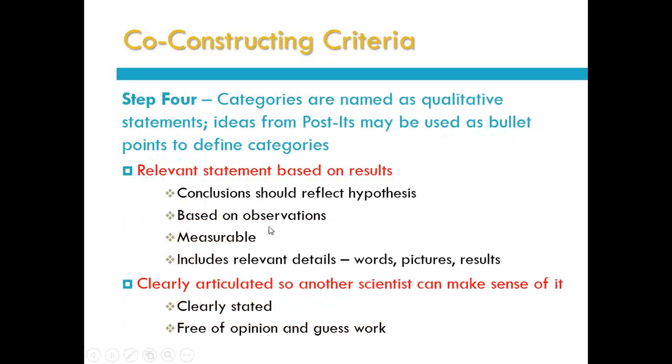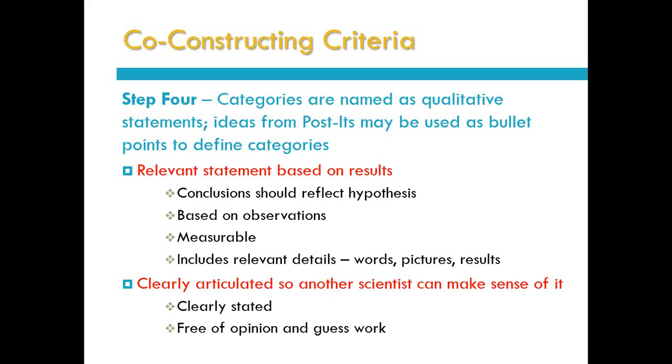So we move on to step 4, and we start to categorize these statements, these qualities, these characteristics. And as we start to pool together a few, we might generate some qualitative statements. For example, a relative conclusion or relative statement must be based on results. And from the Post-its, we've gathered some ideas around it being measurable, being relevant, and based on observations. And then perhaps a second category might be that they're clearly articulated in some way, so clearly articulated, like we always say to our students, that it can be understood by someone else, that it can be replicated by another scientist or understood by another scientist.